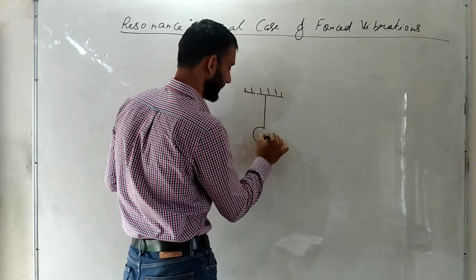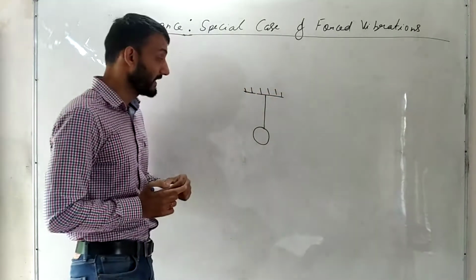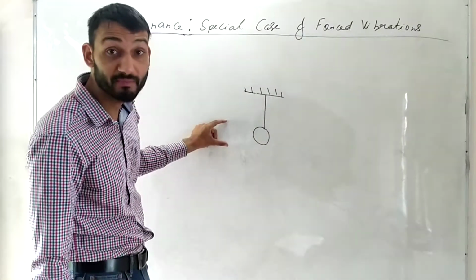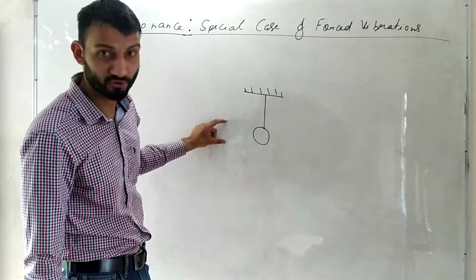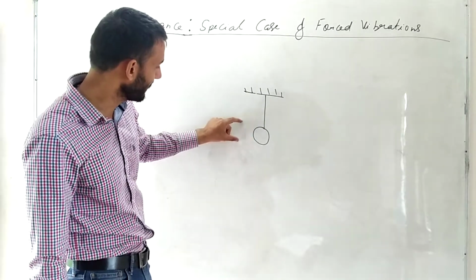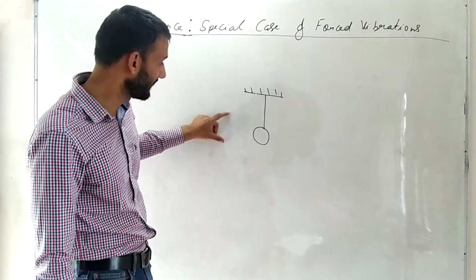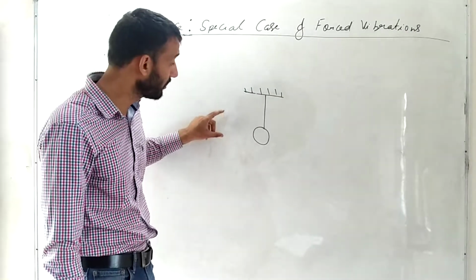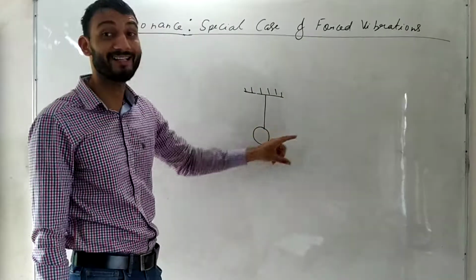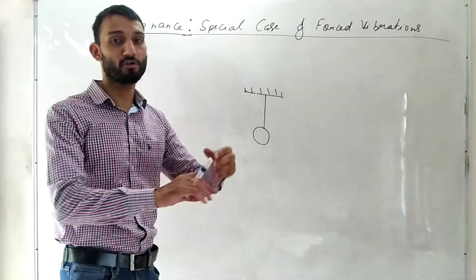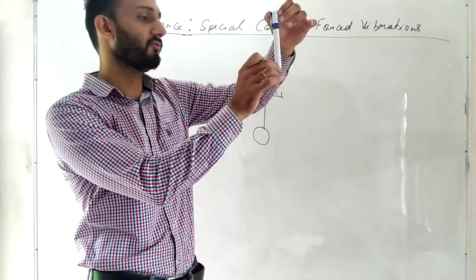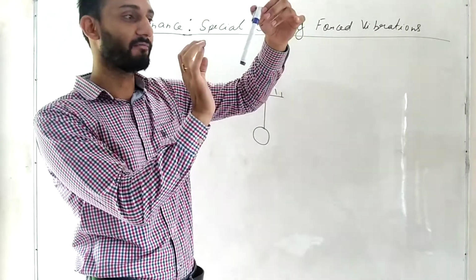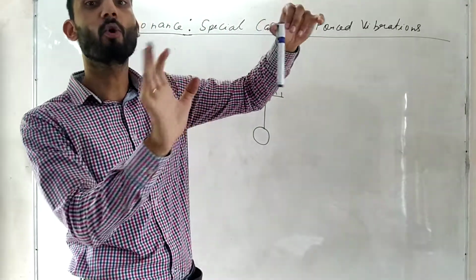Let us say this is a pendulum, and the bob of the pendulum is being displaced. It is not forced. It is taken up till this point and then released. When it is released, the bob of the pendulum will oscillate on its own. I am not doing anything. I took the pendulum up till this point and released it. Once I release it, it will oscillate on its own.